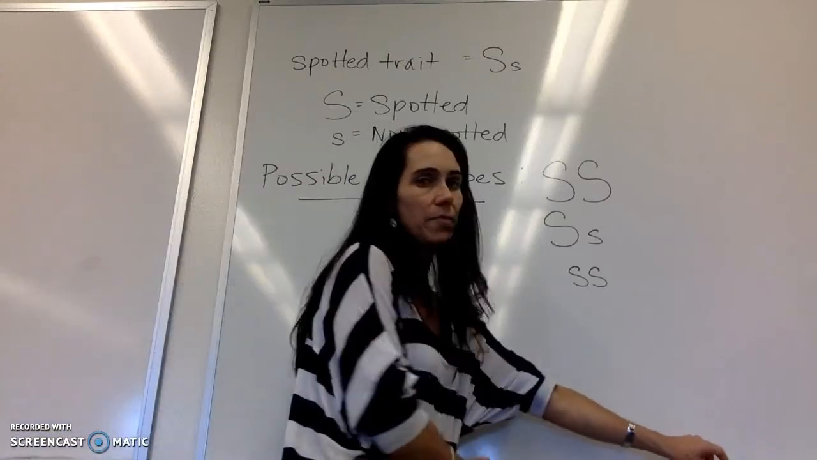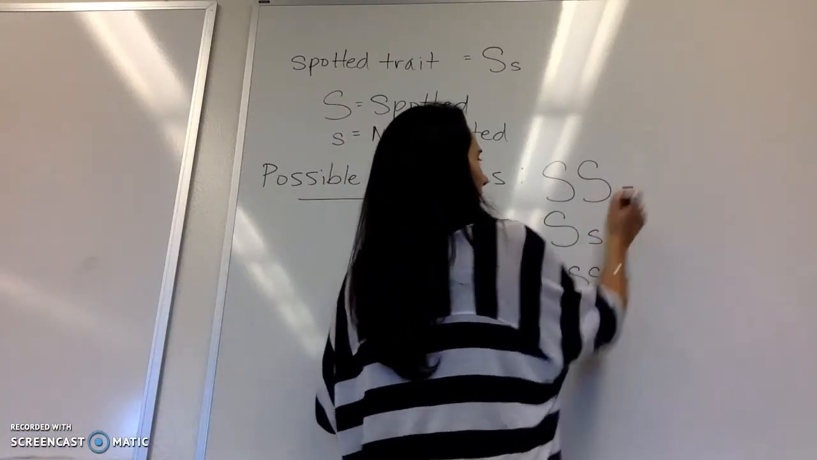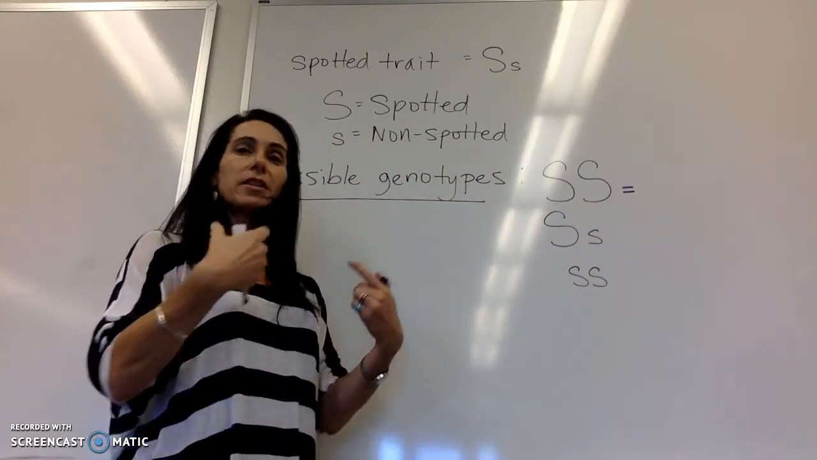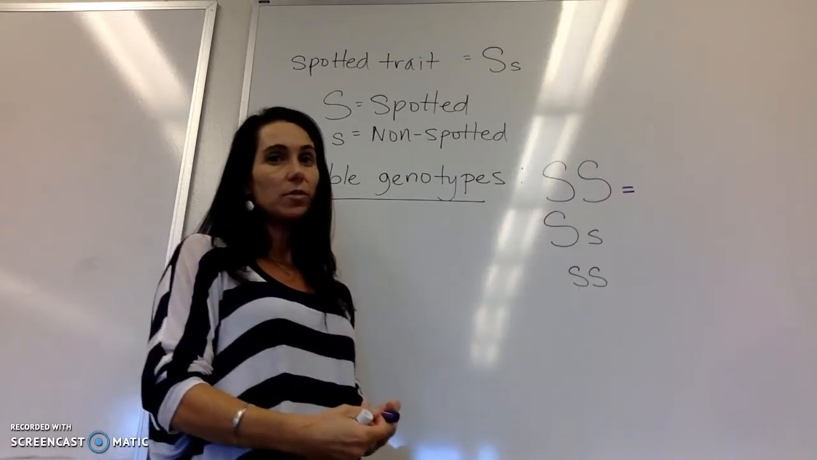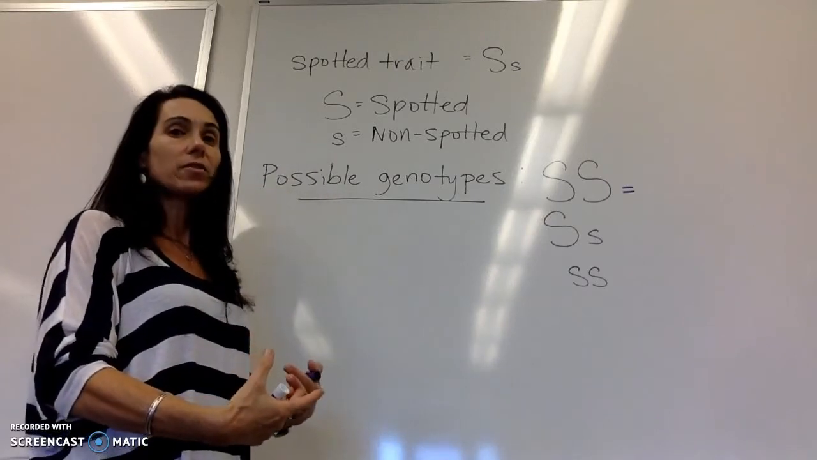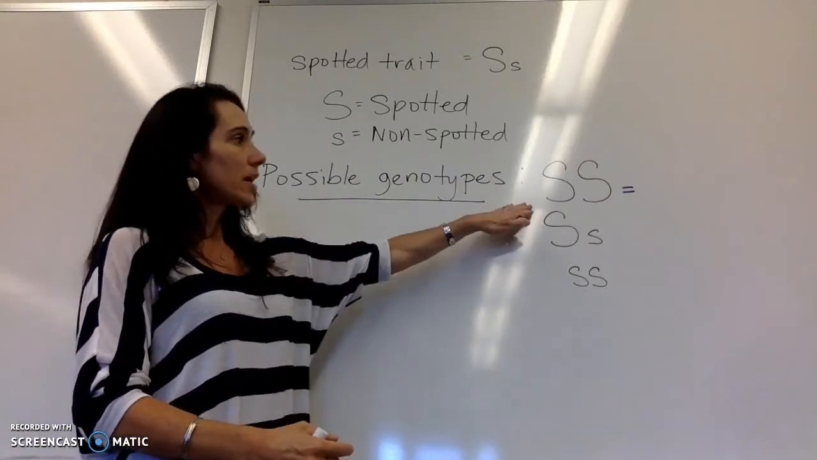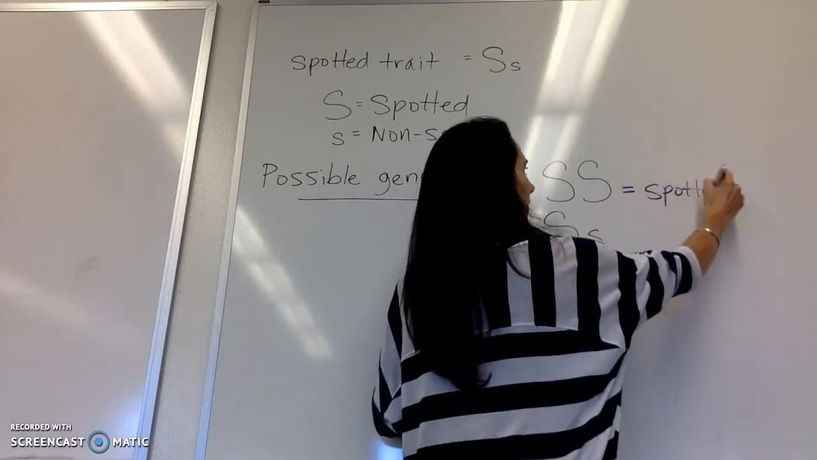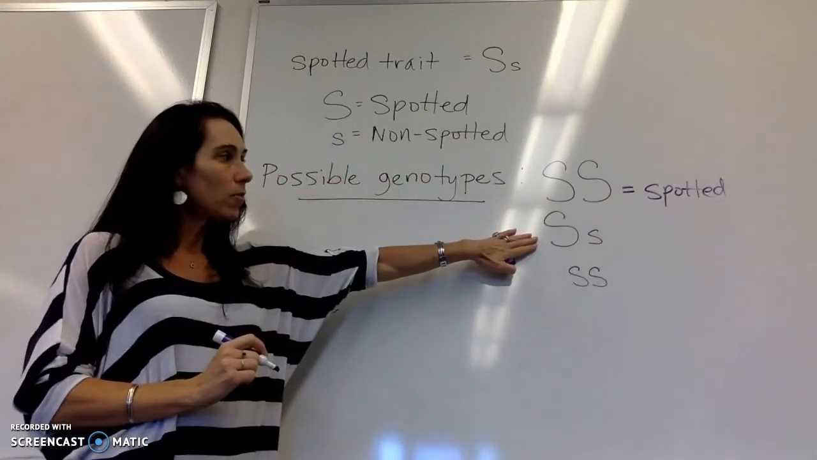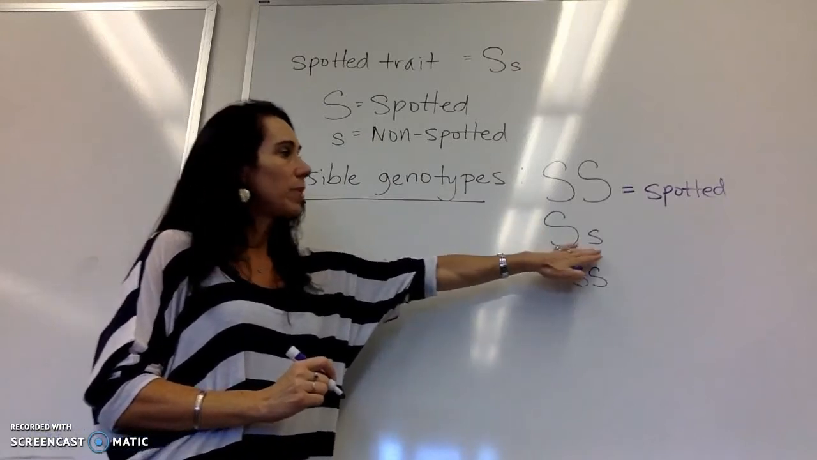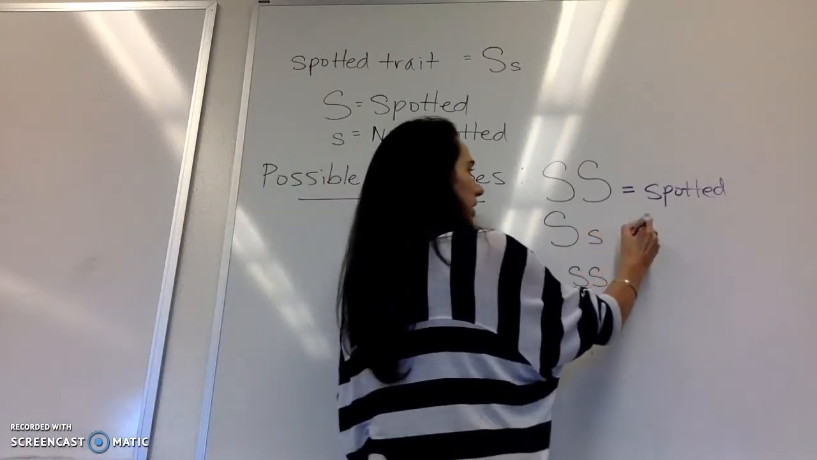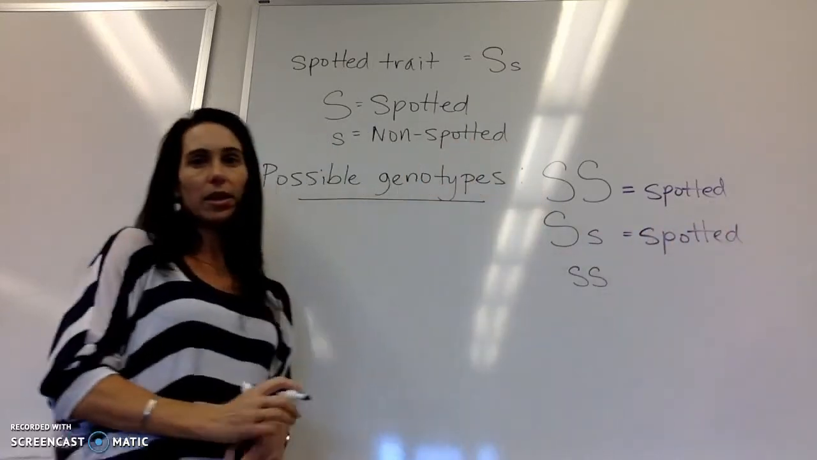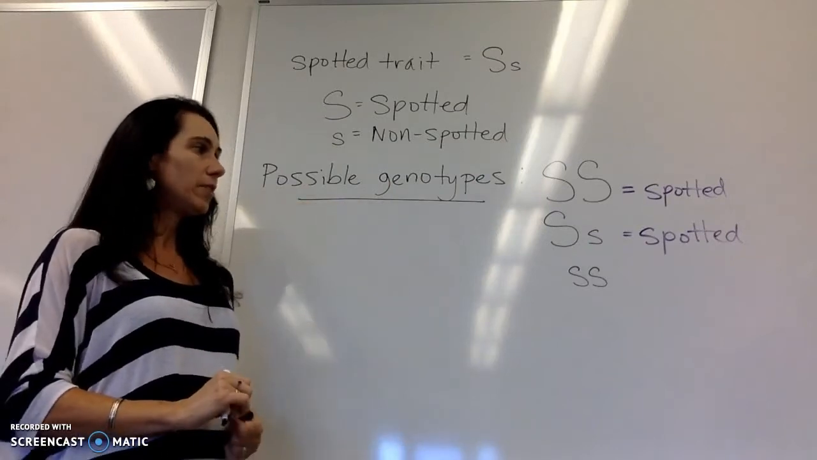Now for the phenotype, remember that anytime you get at least one copy of a dominant allele, that's going to cause the dominant form of that gene to be expressed in the phenotype, in the physical characteristic. So this time we've got two dominant alleles, that's going to produce a spotted monkey. Likewise, since we have one dominant allele paired with this recessive, it means that dominant form is going to cancel out that recessive allele and show up in the spotted phenotype.